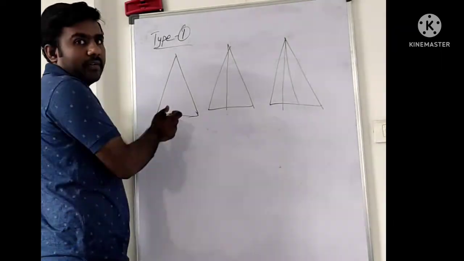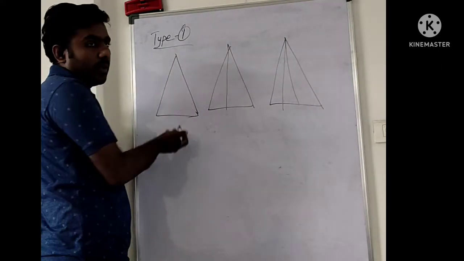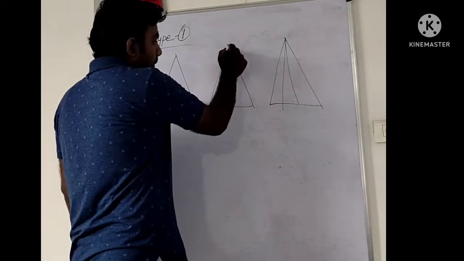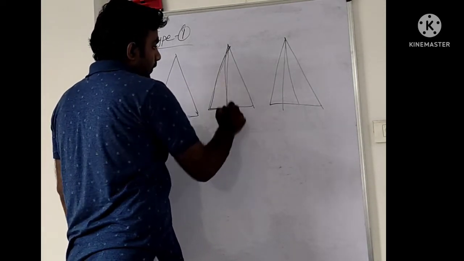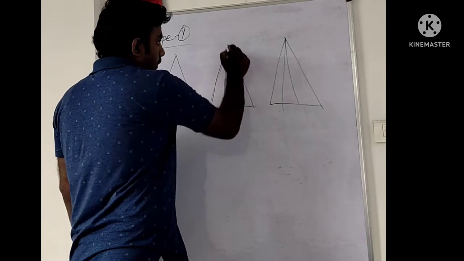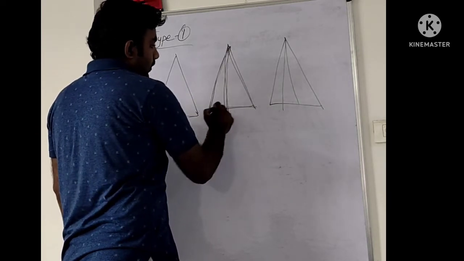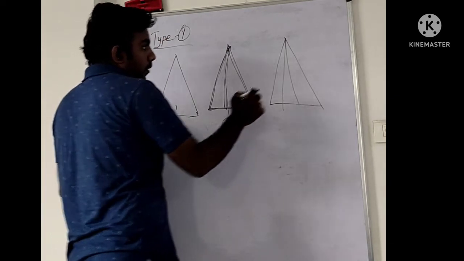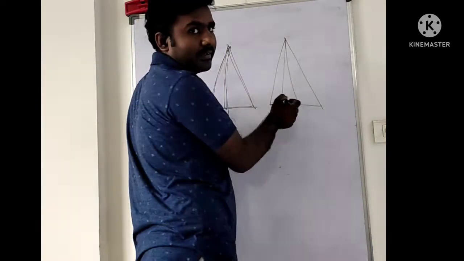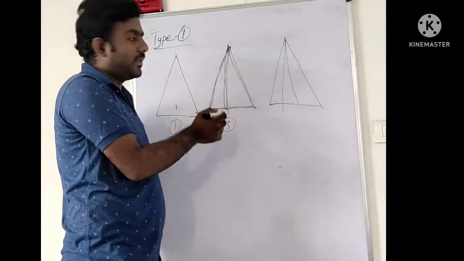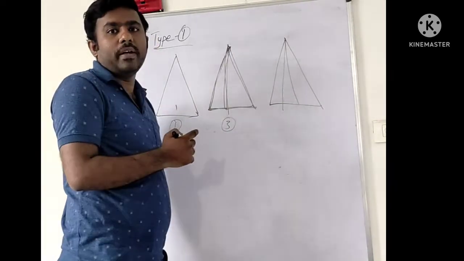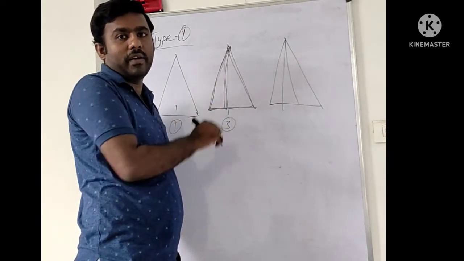By simply seeing, we can find that the total number of triangles is 1 here, and here it is 2 and 3. But here it is somewhat complicated. For this, we have one trick. We can easily find out how many triangles there are in that particular figure.